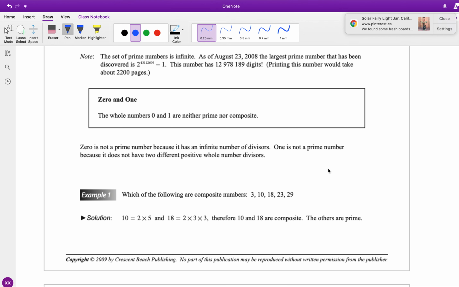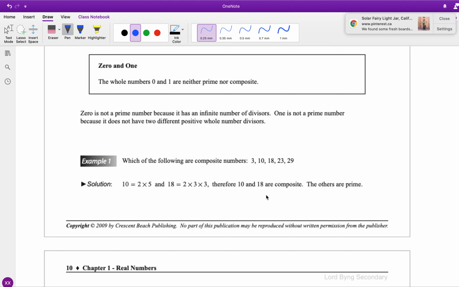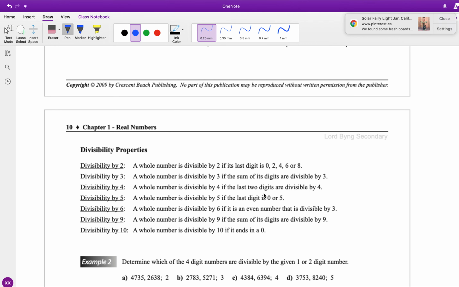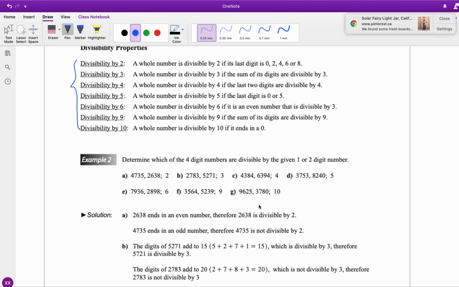0 and 1, they cannot really be defined. So they're not prime, and they're not composite either. So 0 and 1, they're just on their own. Okay, so then we can see the composite number has factors. All right, now divisibility. Now this one, you guys just quickly take a look at by yourself. It's very interesting, divisibility. We've done this before.